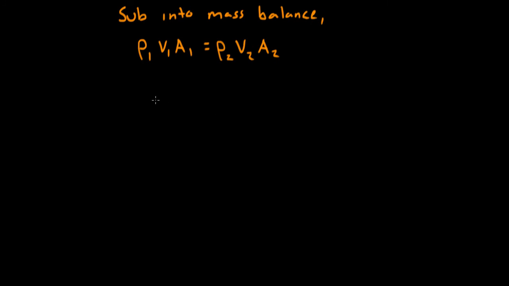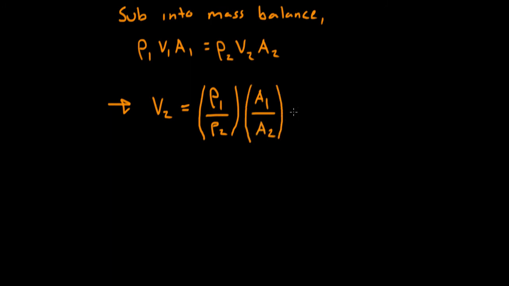We can solve this equation for the velocity at Station 2, which is what we are looking for in this problem. The velocity at Station 2 is equal to the density at 1 divided by the density at 2 times area 1 divided by area 2 times velocity 1.